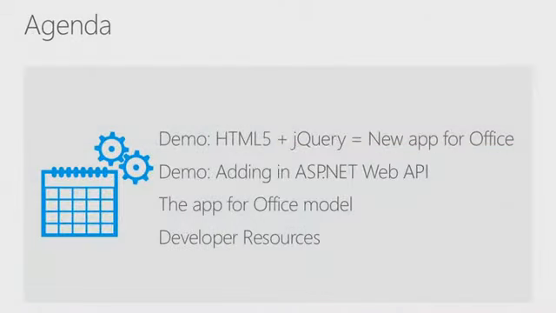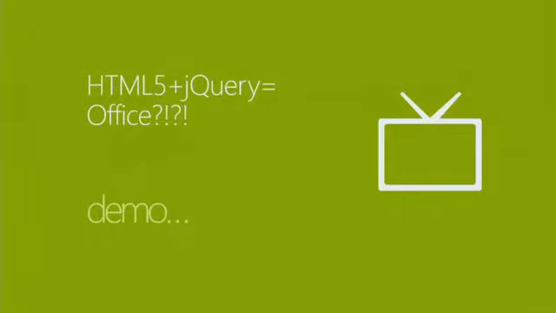So here's what we're looking at. I'm going to jump right into this with some demos. I think this makes the most sense if you just see some demos first, and then we can look at a few slides given time. We're going to look at HTML5 and jQuery and how that relates to Office, and then take it a step further and look at using an ASP.NET Web API backend service for that. Then we'll cover some slides at the end to explain what this is.